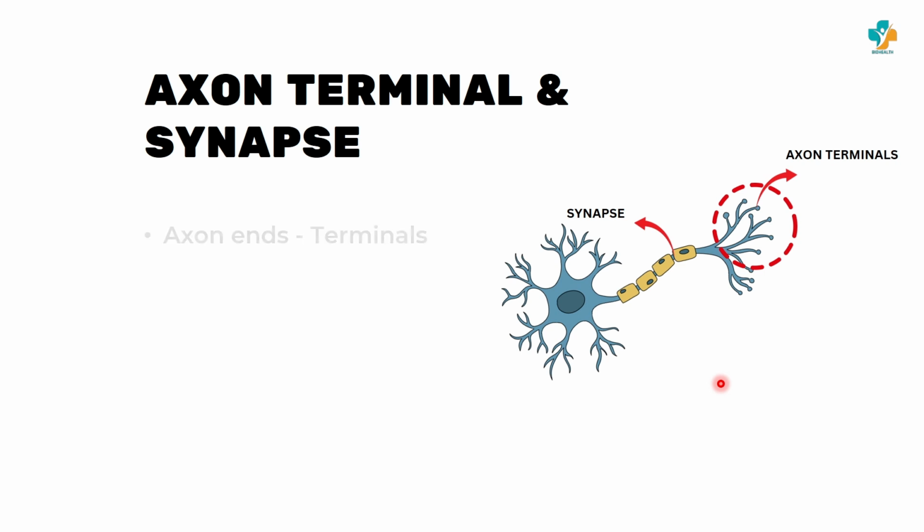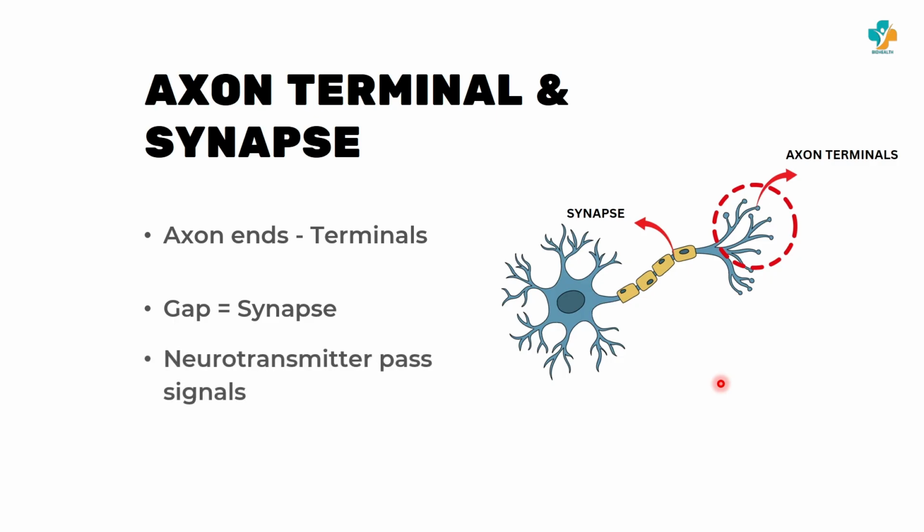At the end of the axon are axon terminals, which send the signals to the next neuron, but neurons never actually touch. Between them lies a small space called the synapse. Here, the electrical message is turned into a chemical one using neurotransmitters, which jump across the gap to the next neuron. This process happens billions of times every second, creating the communication network that keeps your body alive.